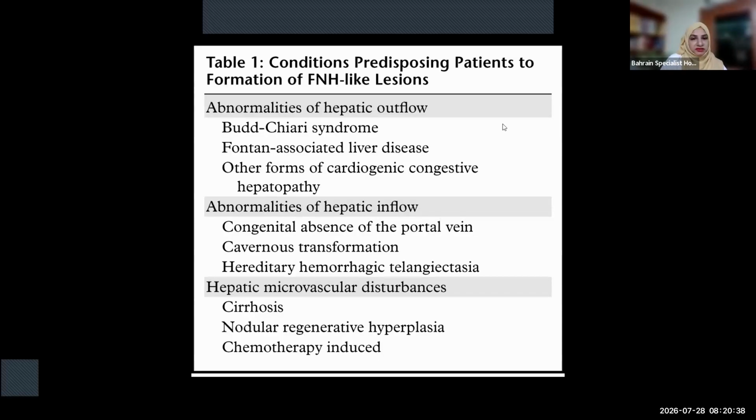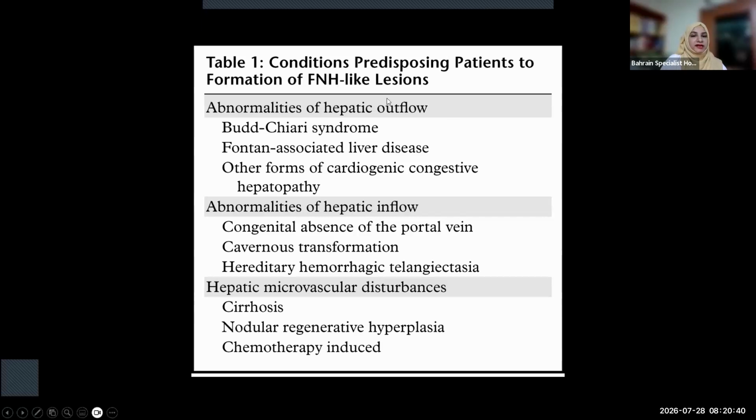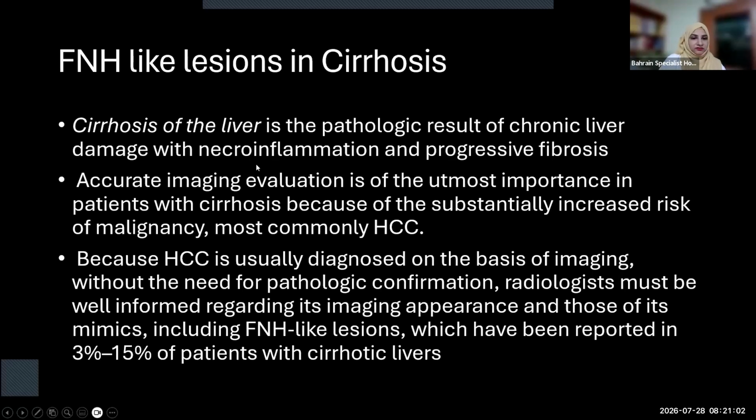These are the conditions which predispose to FNH-like lesions: abnormality of hepatic outflow, in which the hepatic venous flow is obstructed, like in Budd-Chiari syndrome or in certain surgical procedures; abnormality of hepatic inflow, like portal vein thrombosis, absence of portal vein or cavernous transformation; and hepatic microvascular disturbance, which is the topic of interest today, that is the cirrhosis of the liver. FNH in cirrhosis of the liver is quite a known abnormality, and it poses a diagnostic challenge, which we will discuss subsequently. Cirrhosis of the liver is the pathologic result of chronic liver damage with necroinflammation and progressive fibrosis.